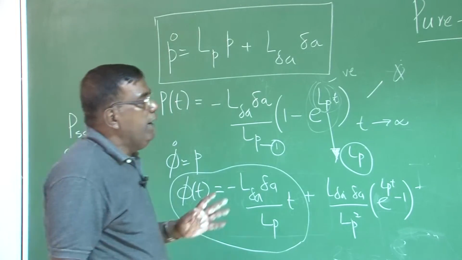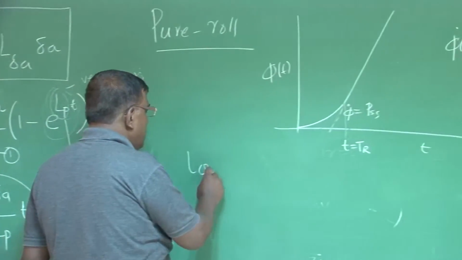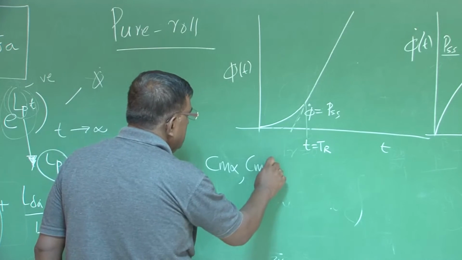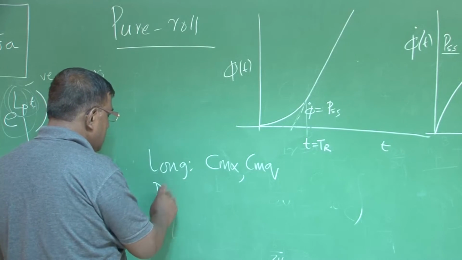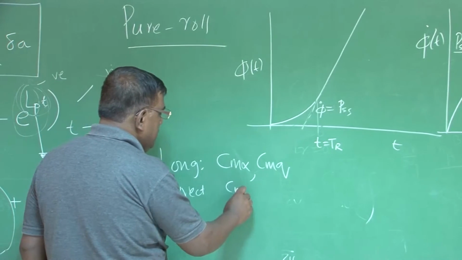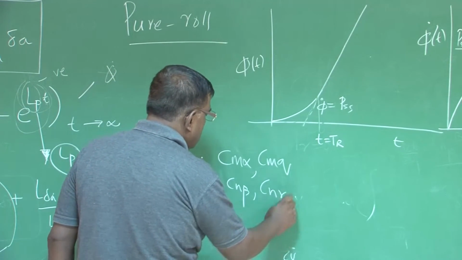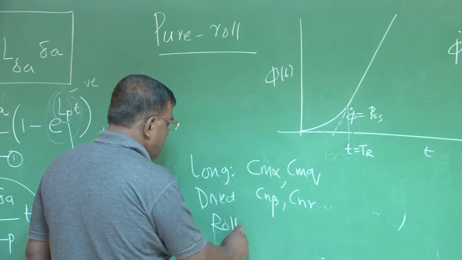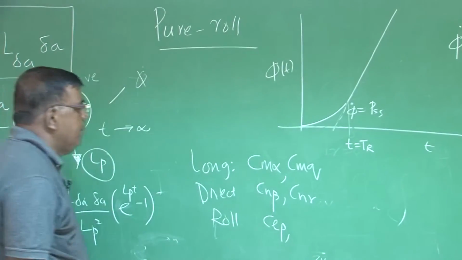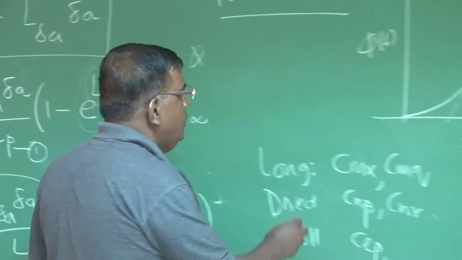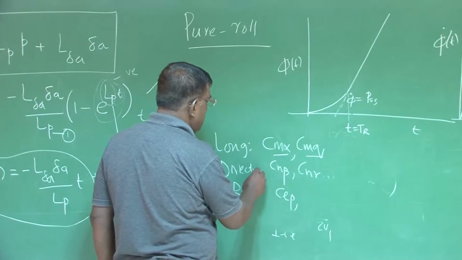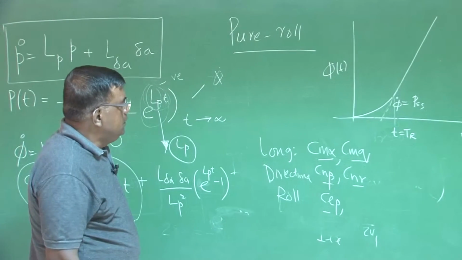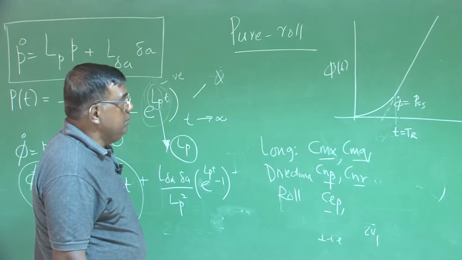See, in this one-dimensional analysis for longitudinal, we identified Cm alpha and Cmq as the key parameters. For directional, we found Cn beta and Cnr. And for roll, we found CLP. So for the longitudinal case it is Cm alpha, Cmq, for the directional case it is Cn beta, Cnr, and for roll it is CLP. That plays an important role.